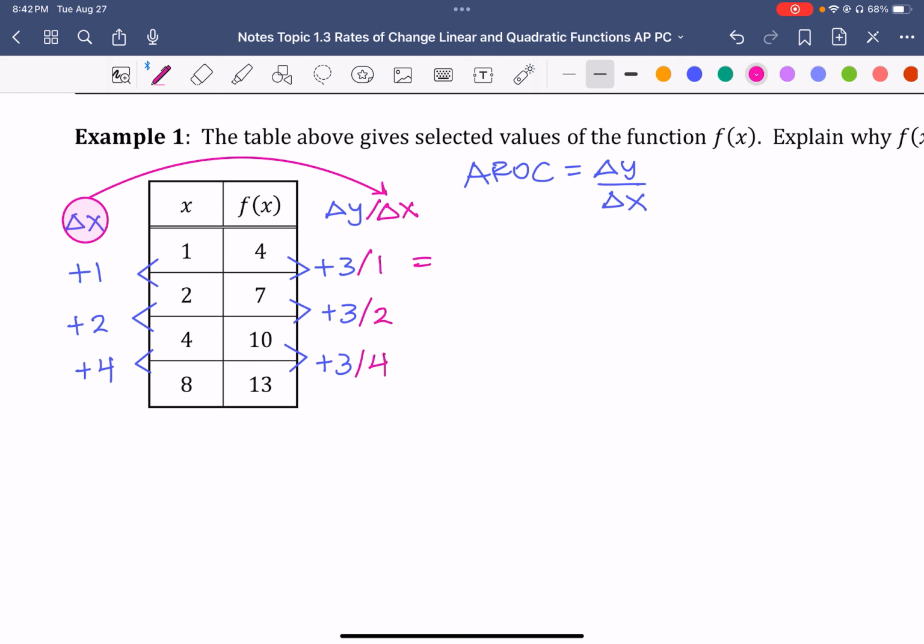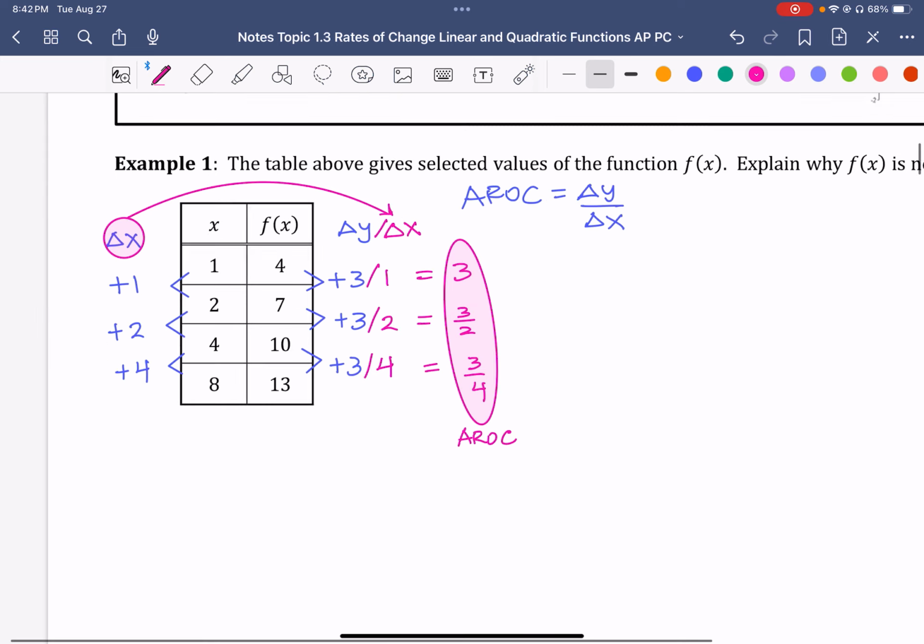Okay, so now let me simplify. 3 over 1 is just 3. 3 halves cannot be reduced, and neither can 3/4. Now, when you do this process the first time, I want you to circle your numbers and label them your average rate of change.